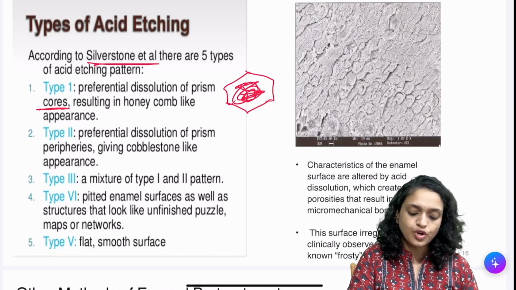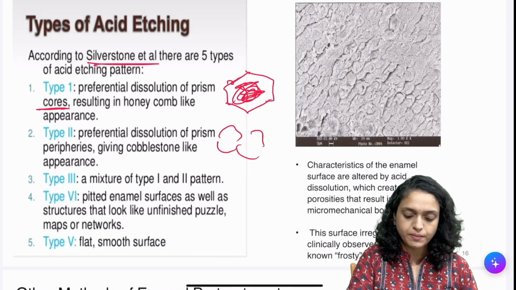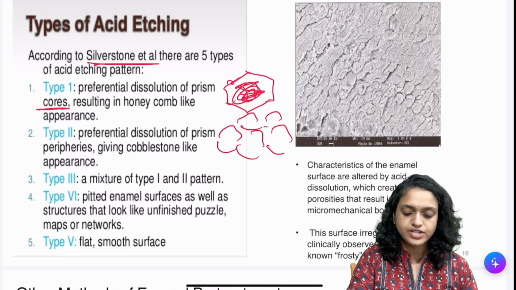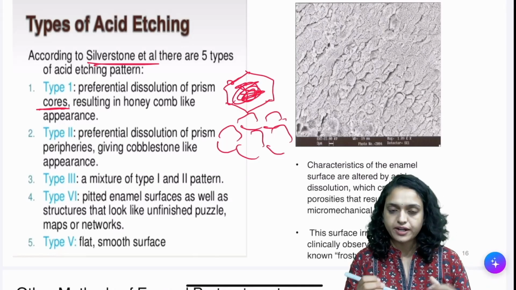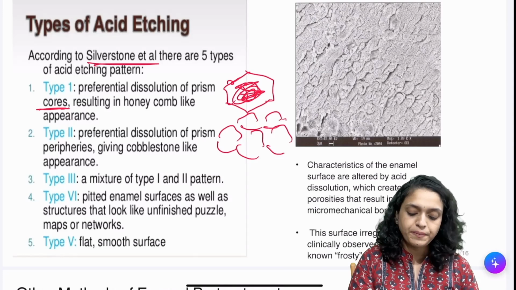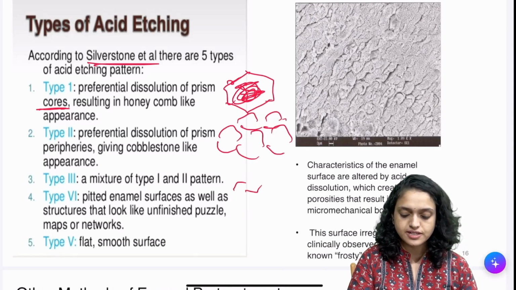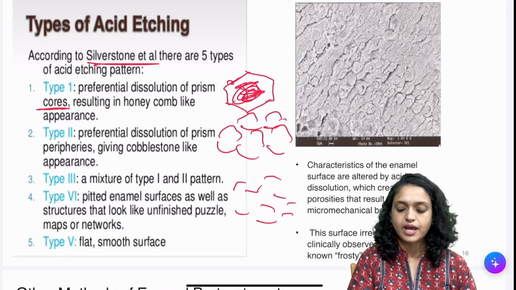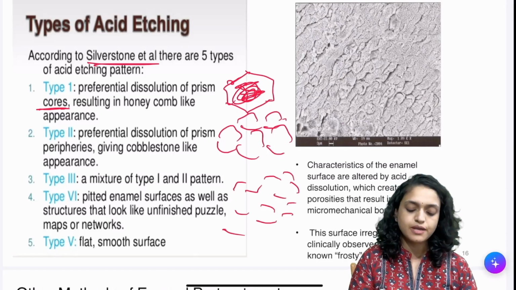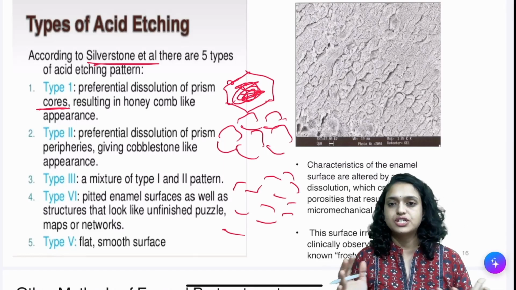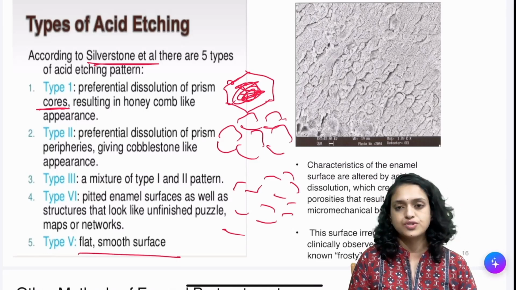In type 2, prism peripheries are also dissolved. So it looks like a cobblestone appearance, because the peripheries are also gone. Type 3 is a mixture of the type 1 and type 2 patterns. Type 4 is a pitted enamel surface, like an unfinished puzzle, where both prism core and peripheries are gone. Type 5, most of the enamel gets dissolved. It has a flat and smooth surface.